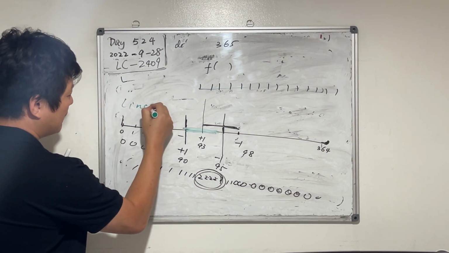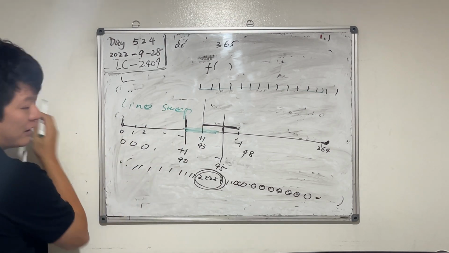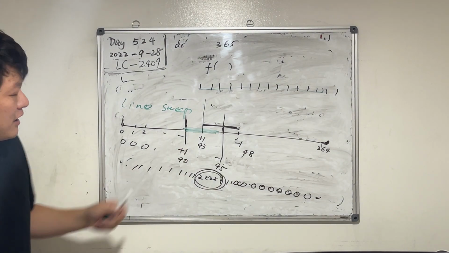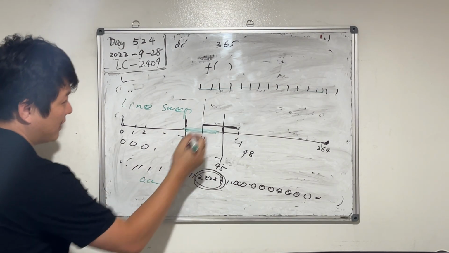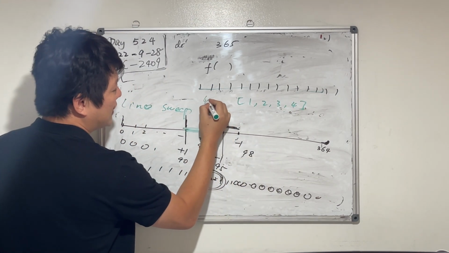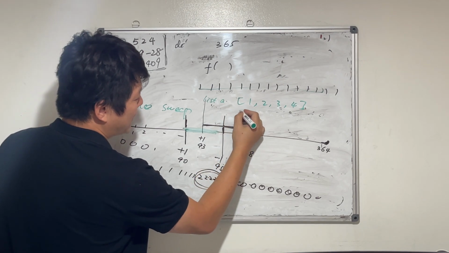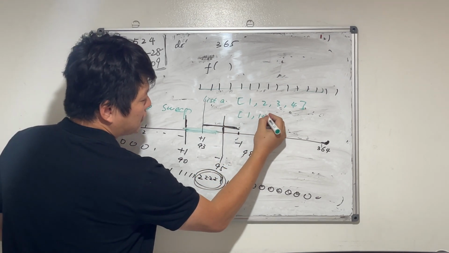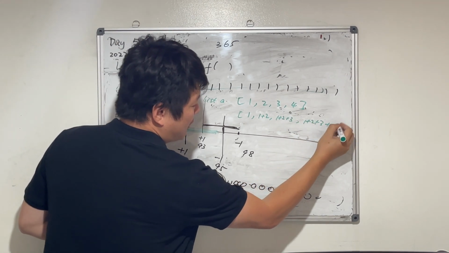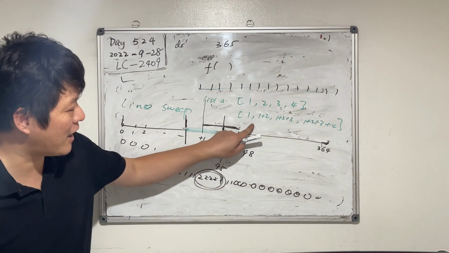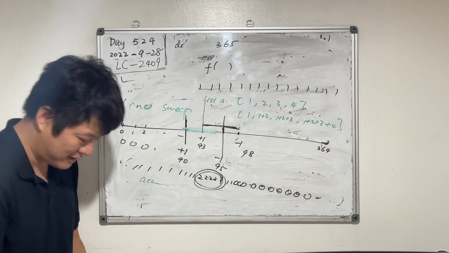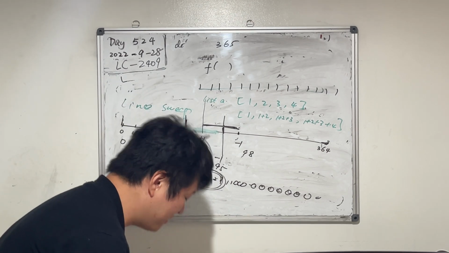Line sweep, from left to right, using a counter. Or we can do this accumulate. Remember, what's accumulate? 1, 2, 3, 4. We turn this into accumulate: 1, then 1 plus 2, then 1 plus 2 plus 3, then 1 plus 2 plus 3 plus 4. Accumulate, prefix sum. We talked about that: 1, 3, 6, 10. Okay, I'm going to write the code for this one.